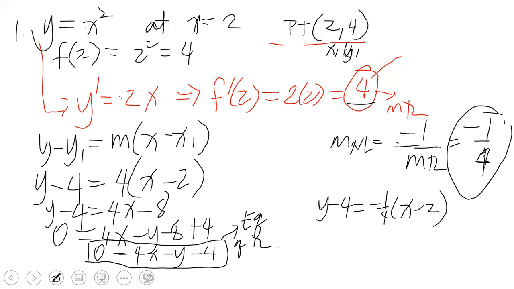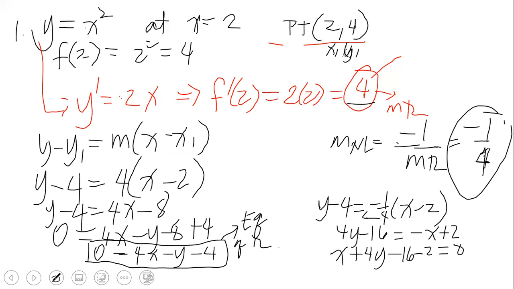It's like we used the LCD, because we multiply the 4 to the left: 4y minus 16 equivalent to negative x plus 2. So we have to simplify all those terms. So that will be x plus 4y minus 16 minus 2 equivalent to 0. Therefore, this will be x plus 4y minus 18 equal to 0. So this will be your equation of your normal line.